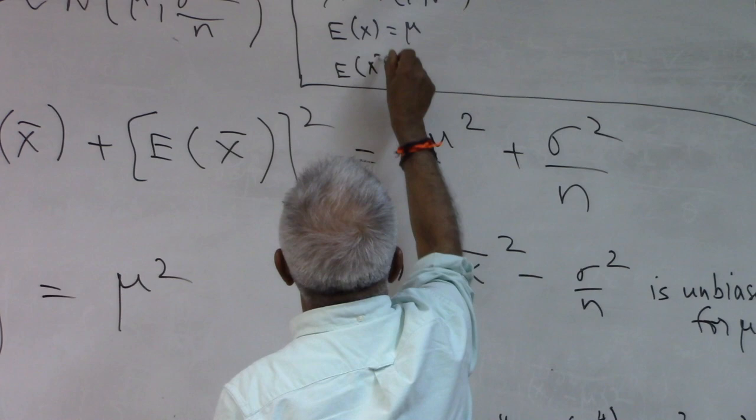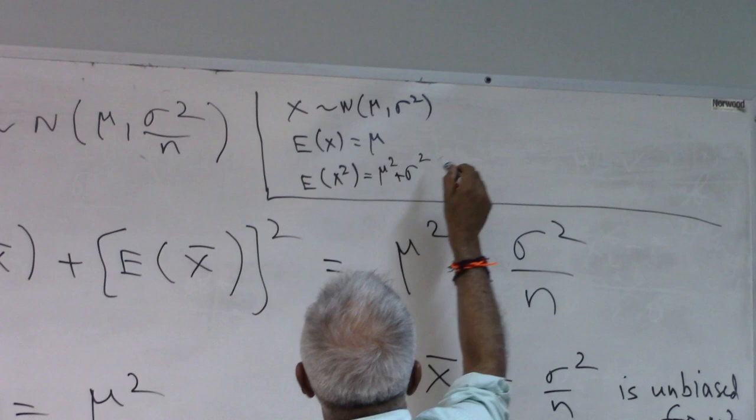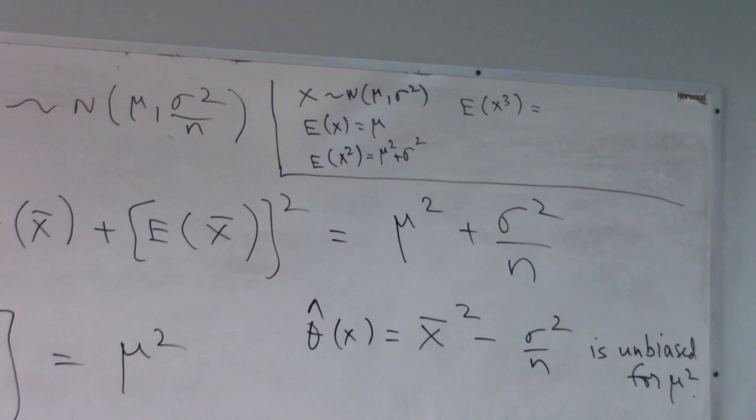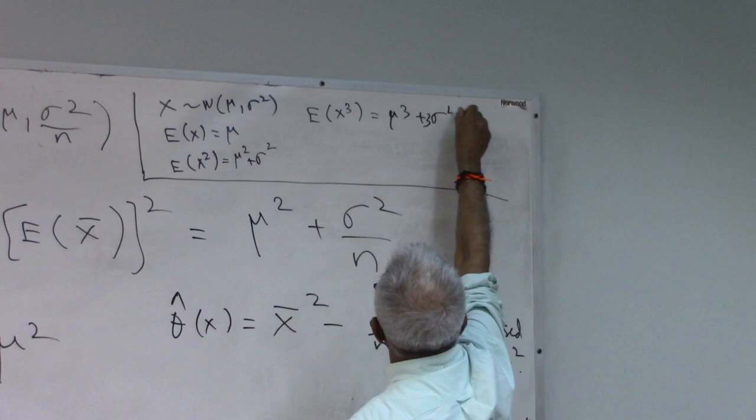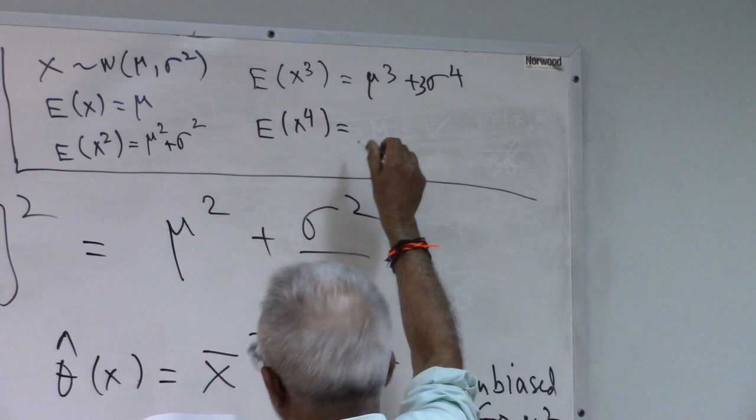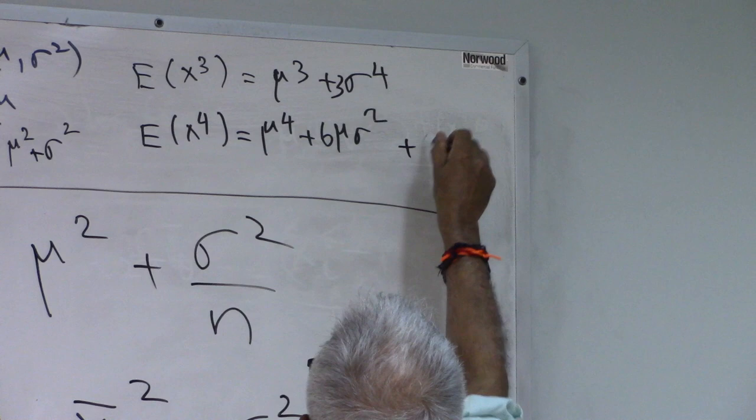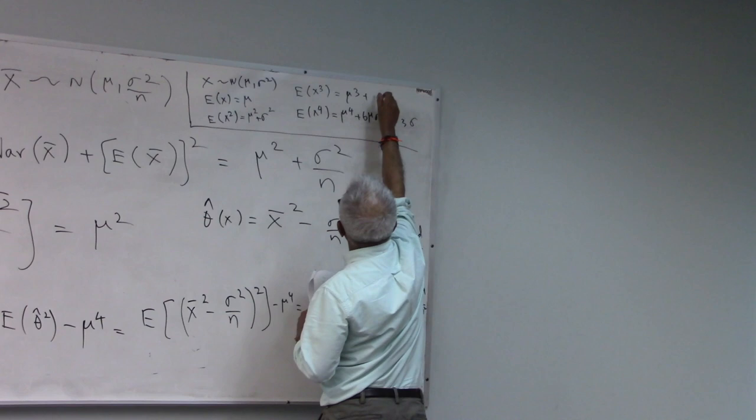So this is a standard Gaussian result. If x is Gaussian with mean mu and variance sigma squared, the expected value of x is mu. The expected value of x squared is mu squared plus sigma squared. The expected value of x cubed is mu cubed plus 3 mu sigma squared, and the expected value of x to the fourth is mu 4 plus 6 mu squared sigma squared plus 3 sigma 4.